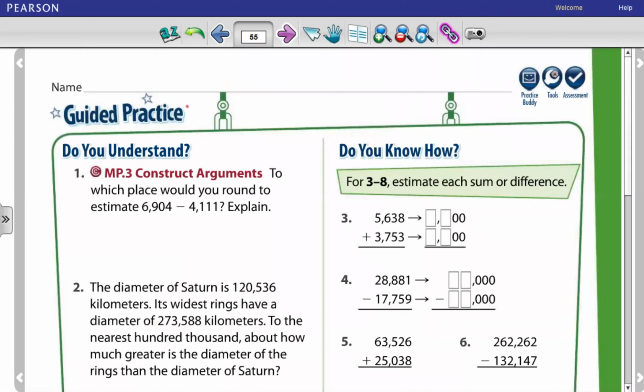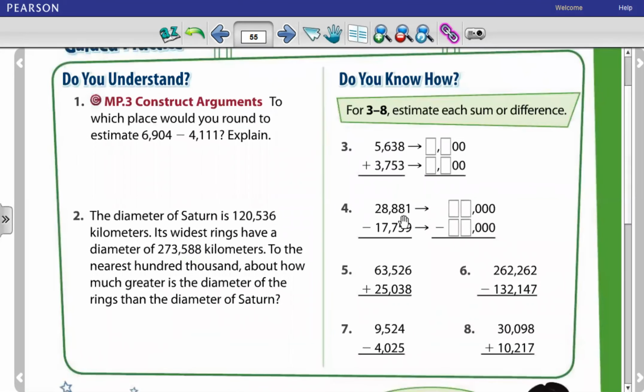Let's move to page 55. For 3 to 8, estimate each sum or difference. Okay, in question number 3, I have 5,638 plus 3,753. He put two zeros at the end. It means the last two numbers become zeros. It means I will round the number before it, which is the 6.